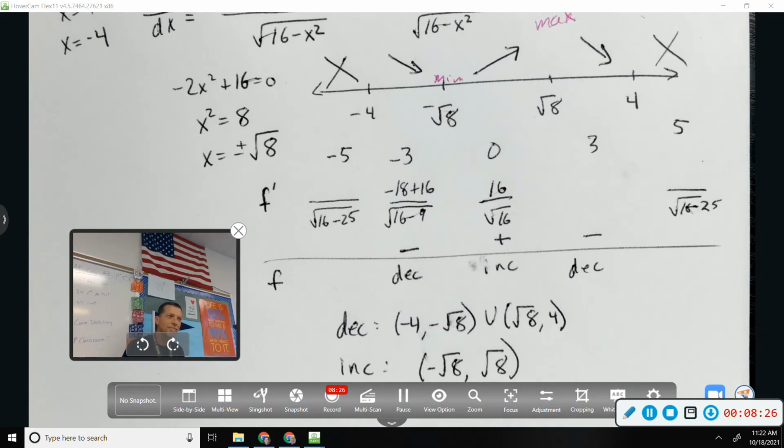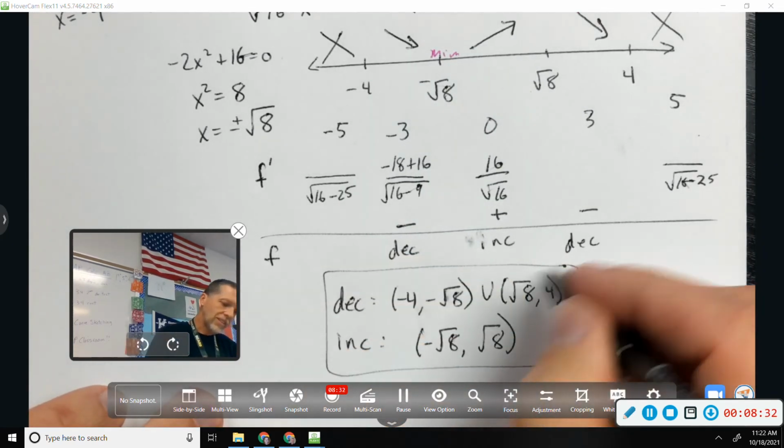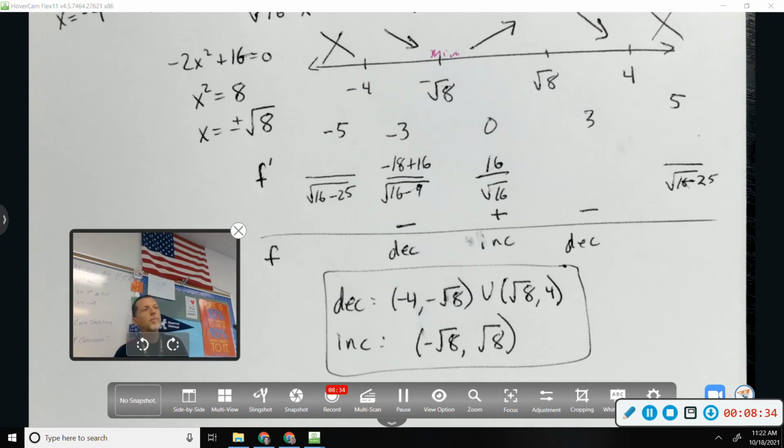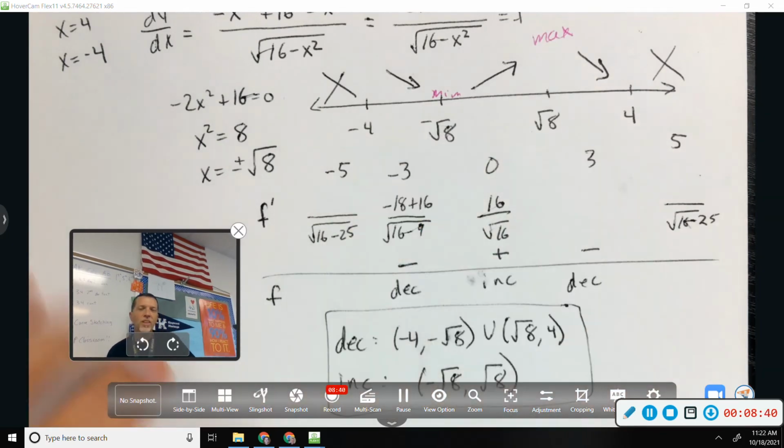So the true start point of this would be negative 4, right? So our answer to this question is this. In the next part of the homework, it asks to find the min and the max, and we're almost there.